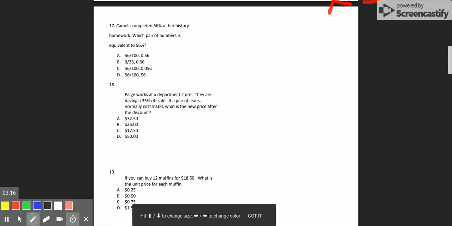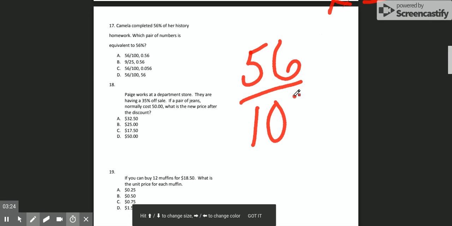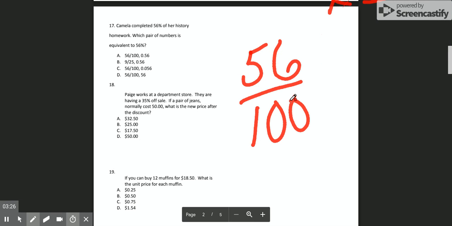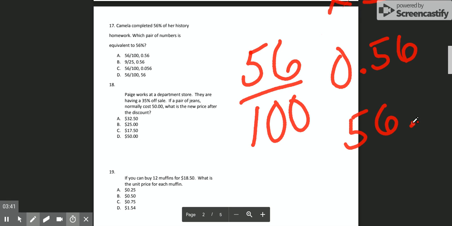Number 17, which pair is equivalent to it? So 56%. You always know that a percent's out of 100. So it's 56 over 100. And that's actually going to reduce to 14 over 25, but that's not an answer choice. So we're going to leave it unreduced. And 56% as a decimal is 0.56 because you move your decimal point, which was there, over 2 places. So it's now right there. So those are the 2 answers that we're looking for. And that matches up with option A.